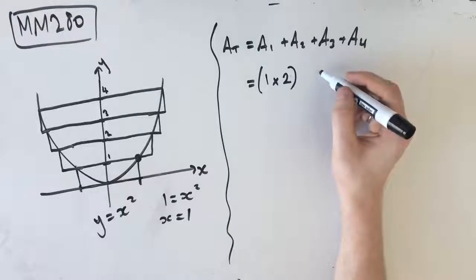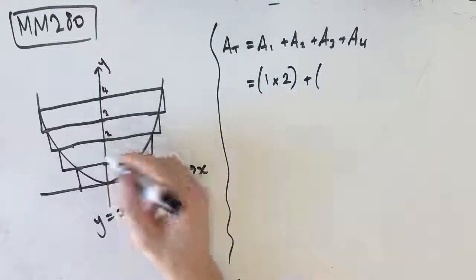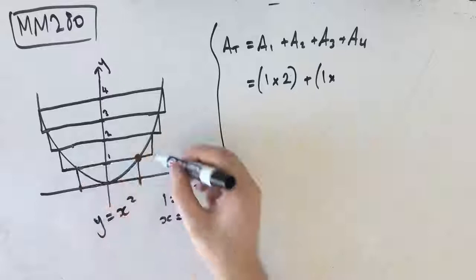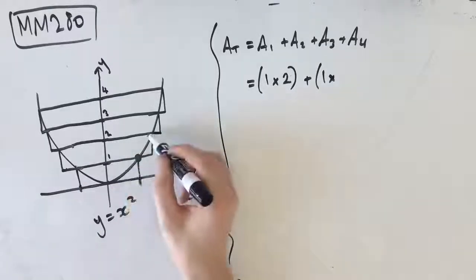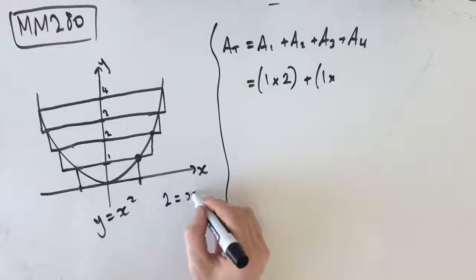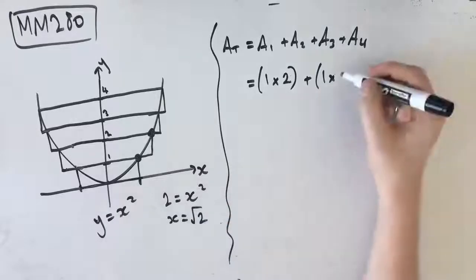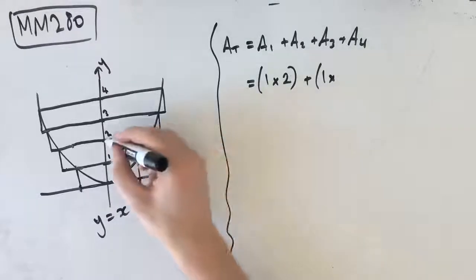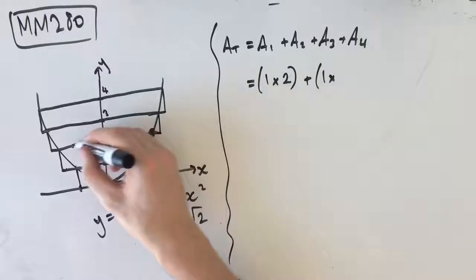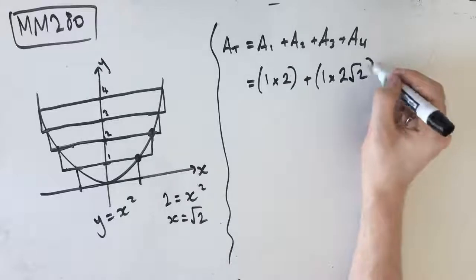Then, what we get is plus second area. So again, our second area, the height is 1, and our width is double the x value at this point here, right? So our y value at that point is 2, which means we get 2 is equal to x squared, and then the positive version here is simply equal to root 2, okay? So 1 times this length here is root 2, which means that this whole length here is 2 root 2. So 1 times 2 root 2.